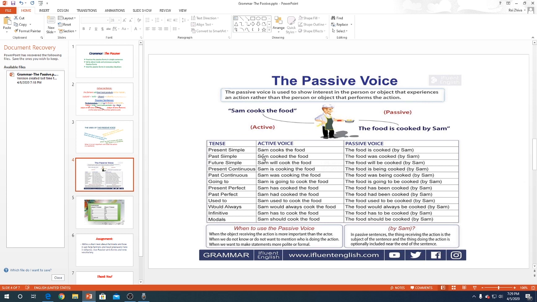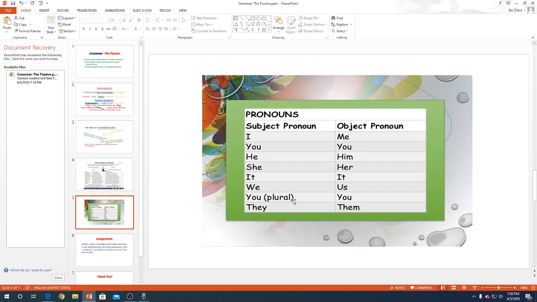So what happens when the active sentence is not used by a noun or a proper noun, as in the example, but is used with a subject pronoun. Subject pronoun. I, you, he, she, it, we, you, they. Object pronoun. Me, you, him, her, it, us, you, them.